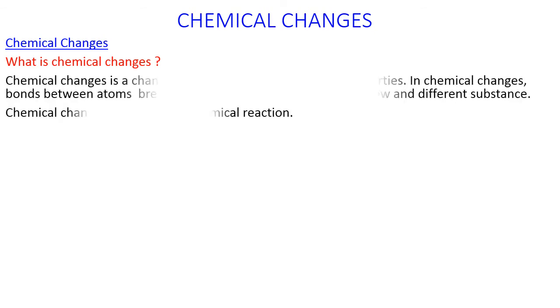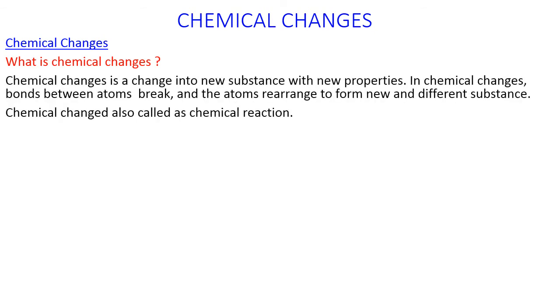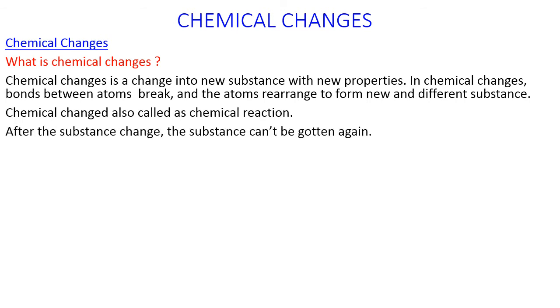Chemical changes. What is chemical changes? Chemical changes is a change into new substance with new properties. In chemical changes, bonds between atoms break, and the atoms rearrange to form new and different substance. Chemical changes, also called as chemical reaction. After the substance change, the substance can be gotten again.